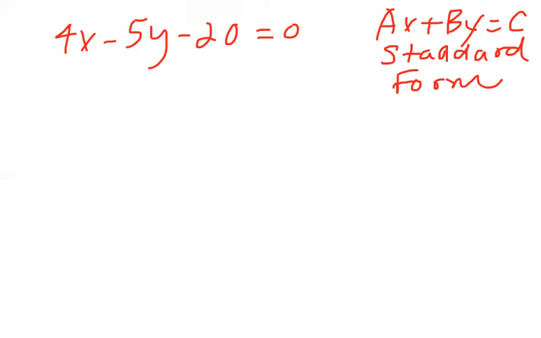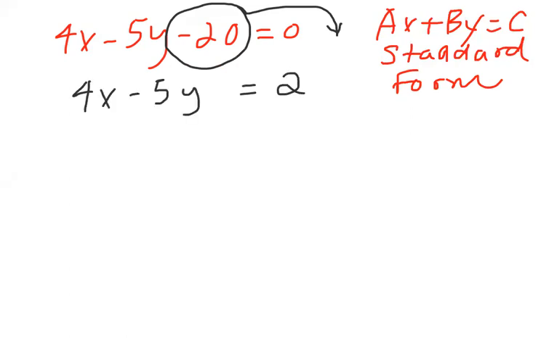And standard form simply means you have your variables on one side, and on the other side, you have your constant. Every once in a while, they'll give you standard form just like the problem is written too. But for the majority of the time, you have your constant right here on the right side. So we're going to move that -20 to the right side. So this equation becomes 4x minus 5y equals 20.